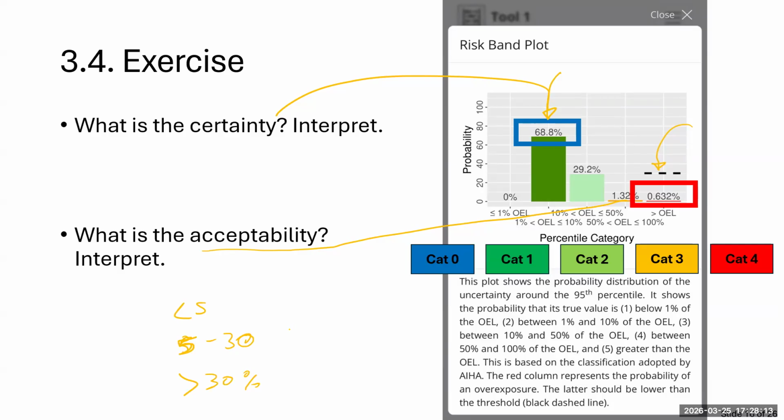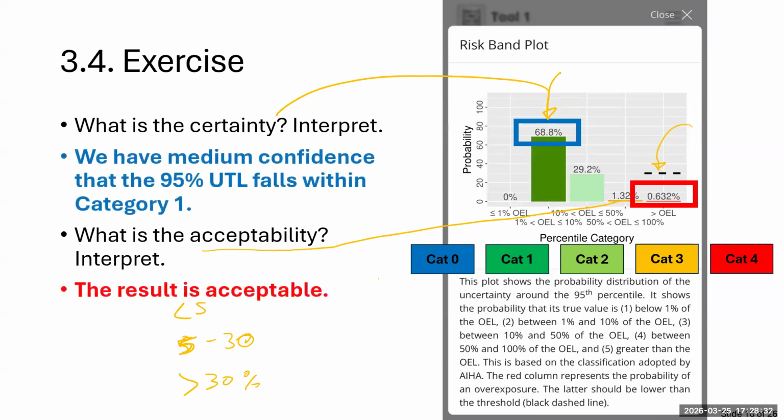Perfect. Good. Yep. Medium certainty, and it is acceptable. We have an acceptable result. So that's good. That's good. This is a much better position for us to be in if this is our result. Result is acceptable.